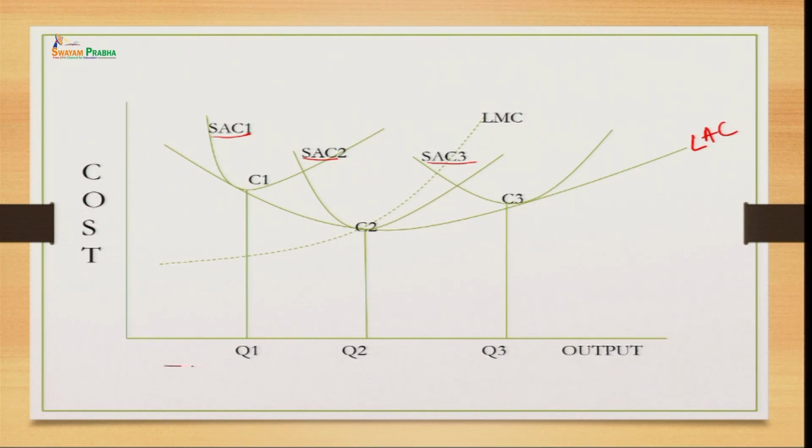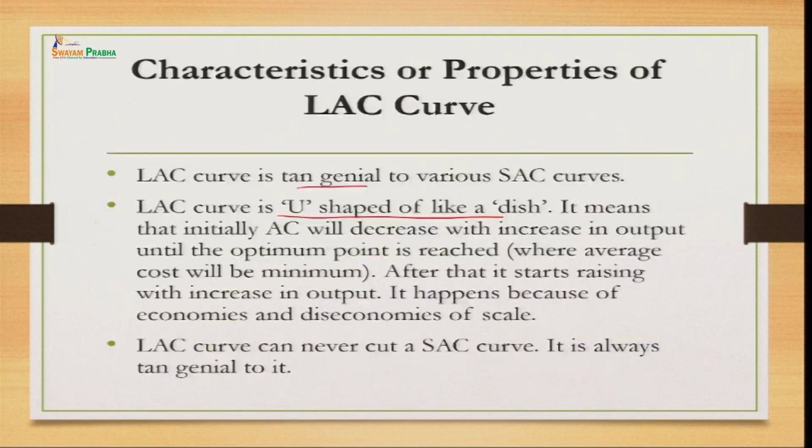Initially when we increase the size of our output, our cost reduces. Why does it reduce, and what are the reasons behind the reduction of the cost, we will cover in the next lecture. But if you continuously increase the size of your output, your cost, rather than reducing, will start increasing, and this gives it a U shape, like a dish shape. So, that is why we say the LAC curve is of U shape.